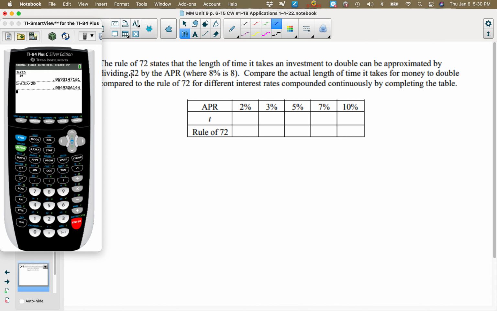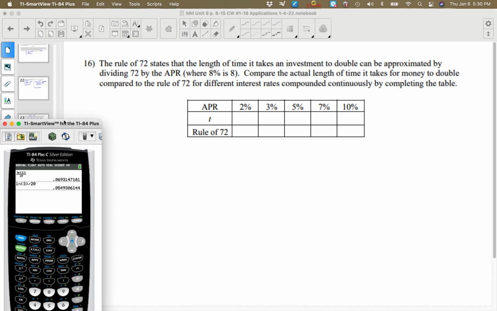So the next problem talks about something called the rule of 72. And this is something that is common in the financial world. The rule of 72 states that the length of time it takes an investment to double can be approximated, we're just approximating in this case, by dividing 72 by the APR. And so for 8%, it's just 8. You don't say 0.08 for using the rule of 72. So it says compare the actual length of time it takes for money to double compared to the rule of 72 for different interest rates compounding continuously by completing the table.